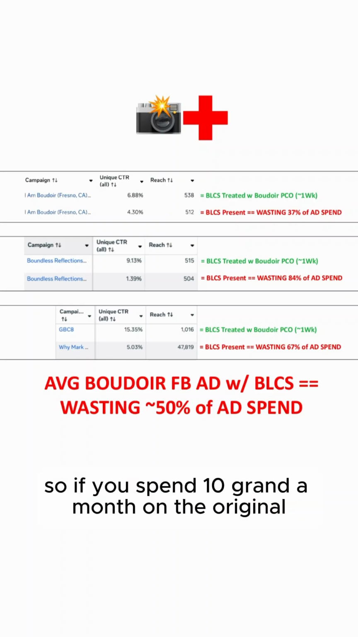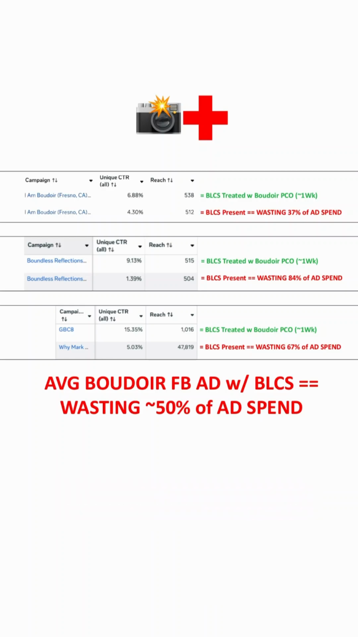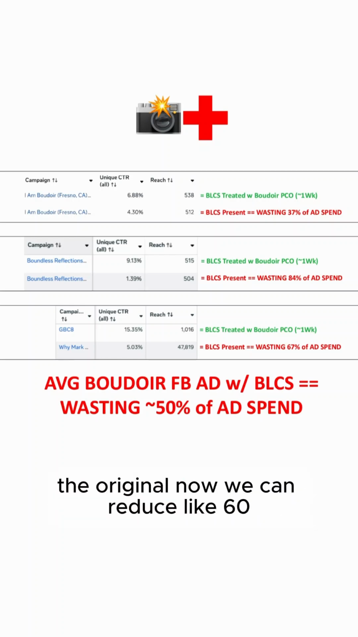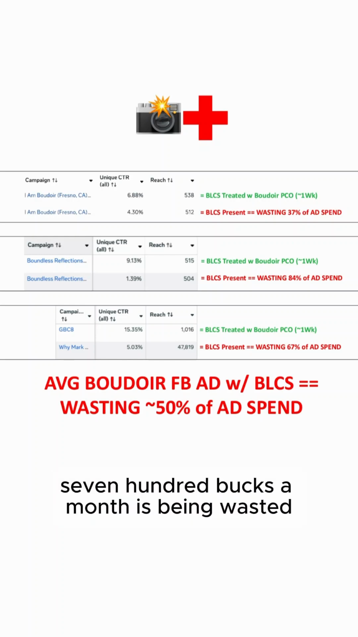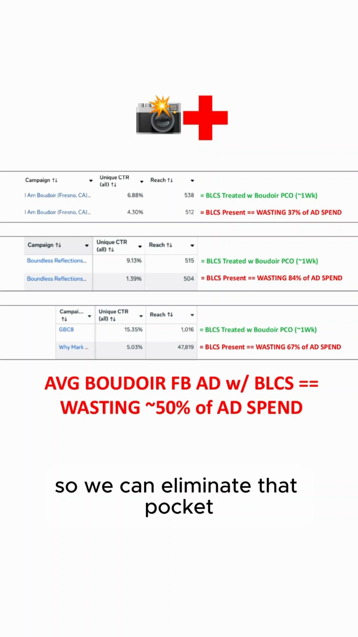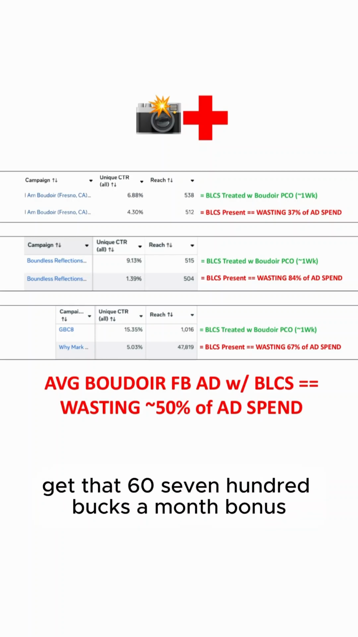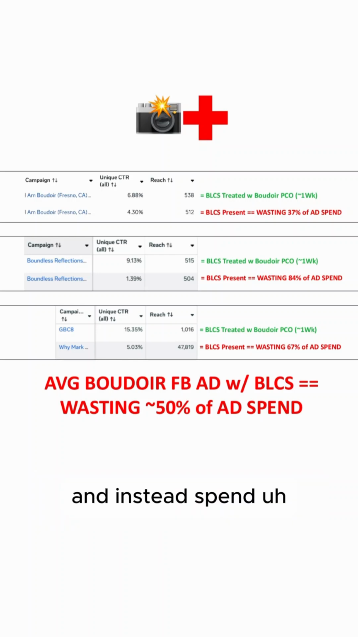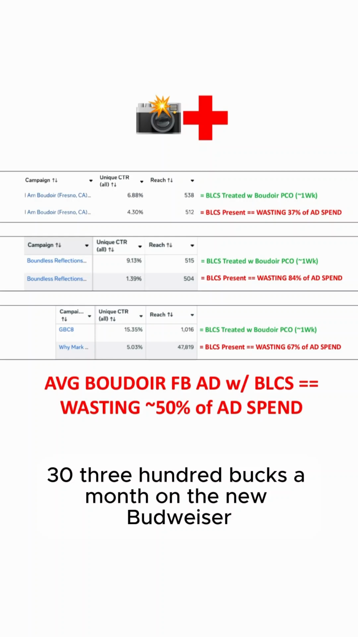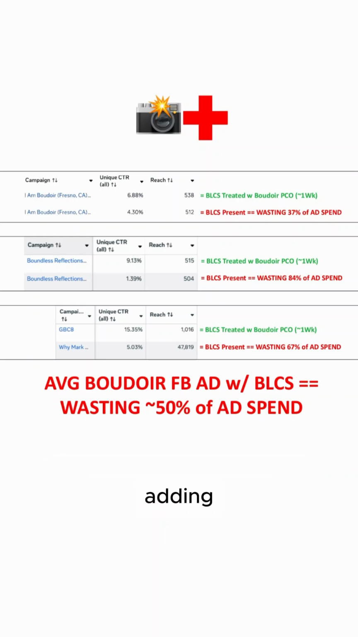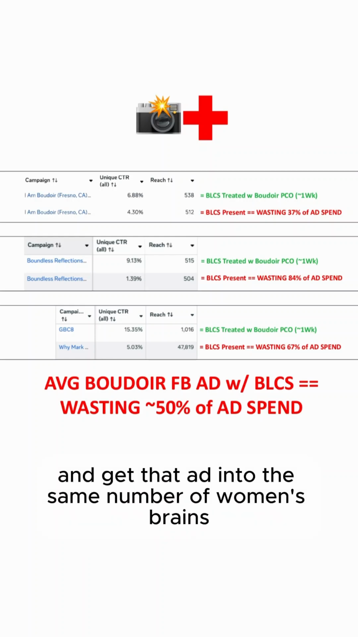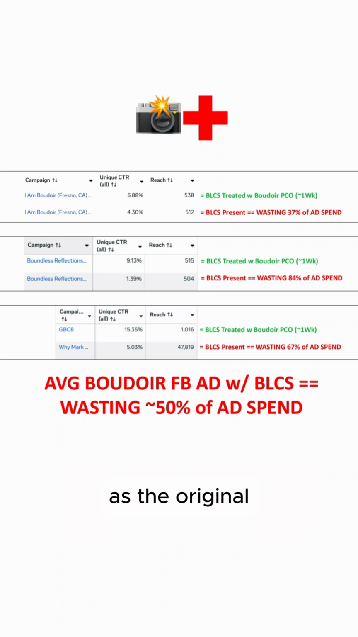So if you spend 10 grand a month on the original Boudoir Facebook ad, basically $6,700 a month is being wasted. So we can eliminate that, pocket that, simply not spend it, get that $6,700 a month bonus, and instead spend $3,300 a month on the new Boudoir Pico treated Facebook ad, and get that ad into the same number of women's brains as the original.